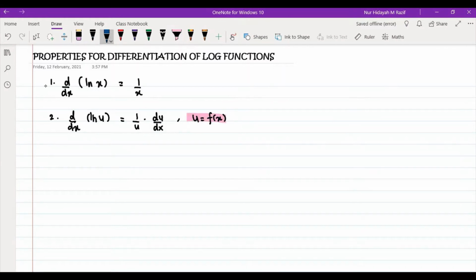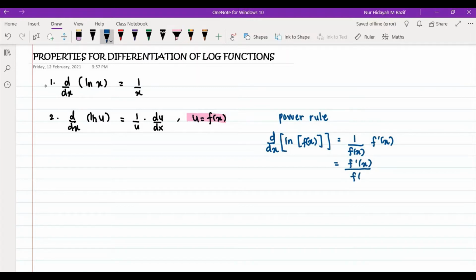This is also the same if you use almost like power rule. If you have the differentiation of ln of f of x with respect to x, then we just take 1 over f of x, and differentiating f of x will give us f prime of x, and we can rewrite that as f prime of x divided by f of x in a simpler form. Those are actually the same, but we use different methods. But no worries, both are the correct answer.